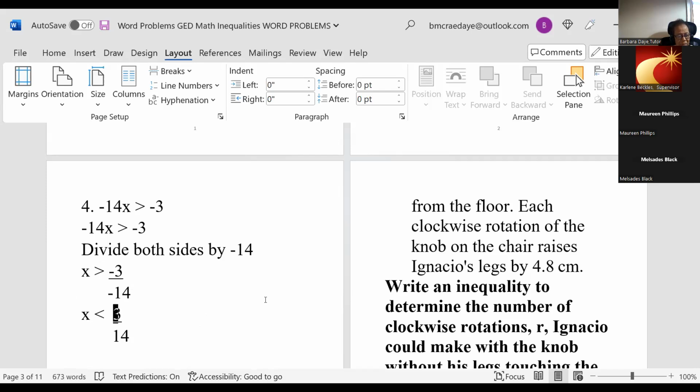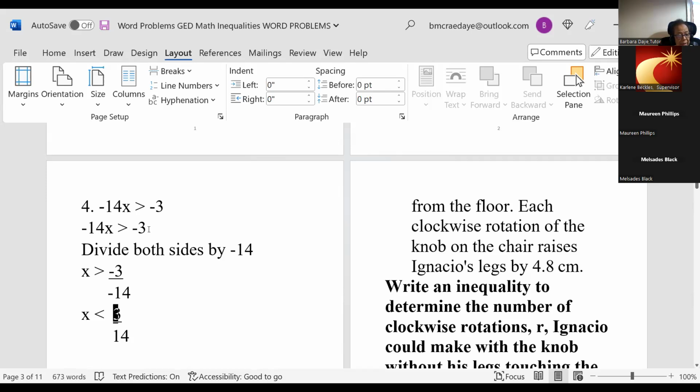Let me see. Divide both sides by 14. Let's go back up here: -14x greater than -3. This is connected by multiplication. This means -14 times the variable x. To get x isolated on the left side, I have to divide the -14 out, right? But I have to do it to both sides of the inequality, just like we would do if it were an equal. Got it?